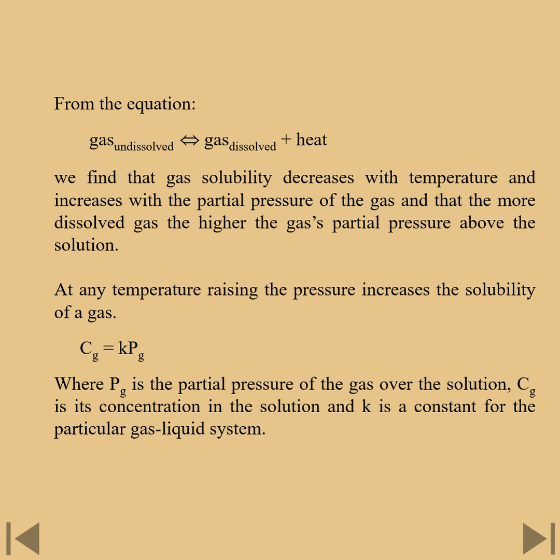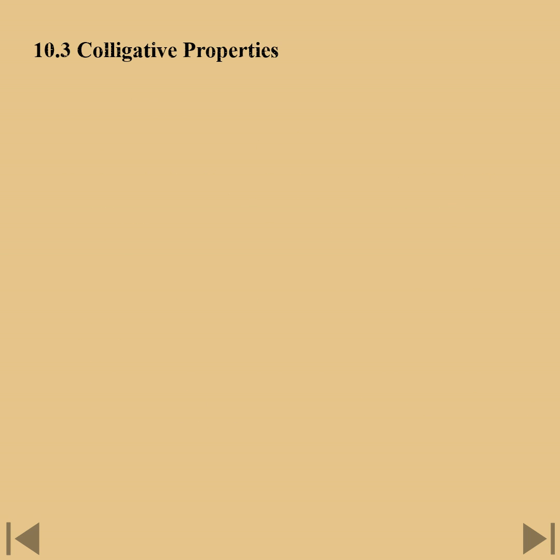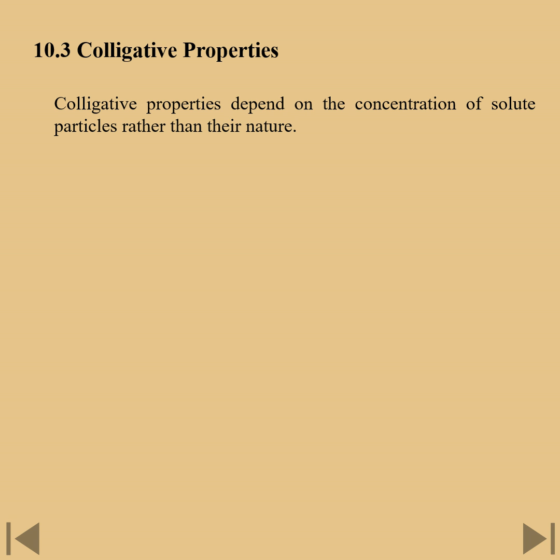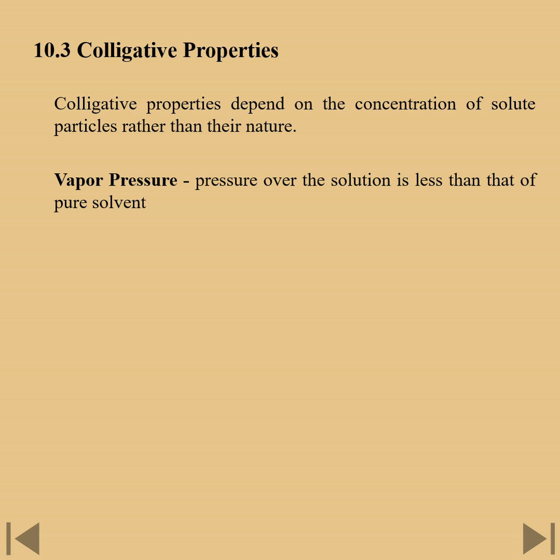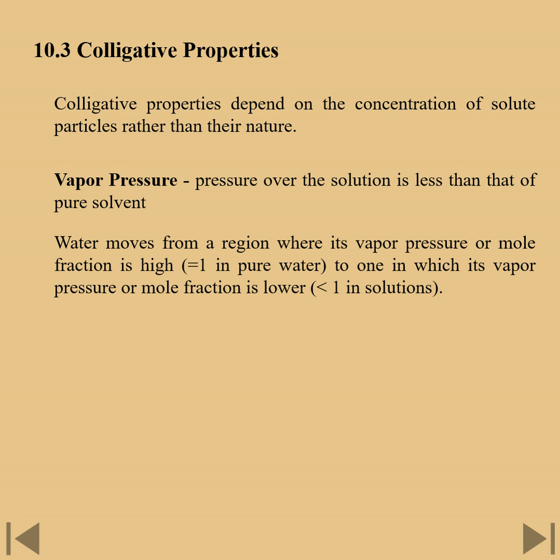Okay, on to colligative properties. These are properties that depend on the concentration of the solute and not on their identity. The vapor pressure of a liquid is an example of a colligative property. The vapor pressure of a liquid decreases as the concentration of that liquid decreases. As you're adding more solute to that solvent, you would find that the concentration of the solvent is going down because now you have all of this solute there.